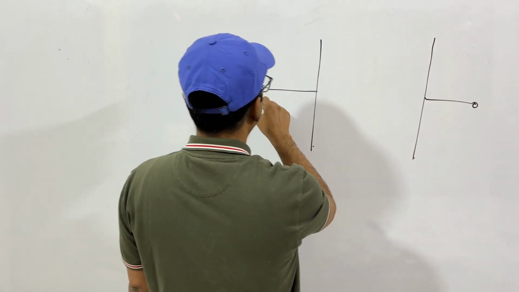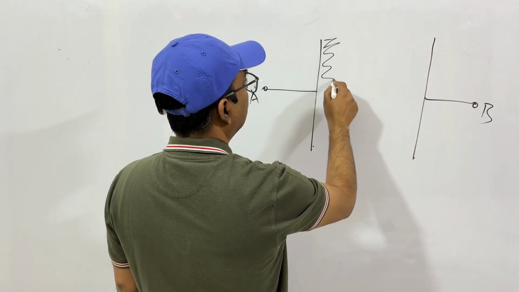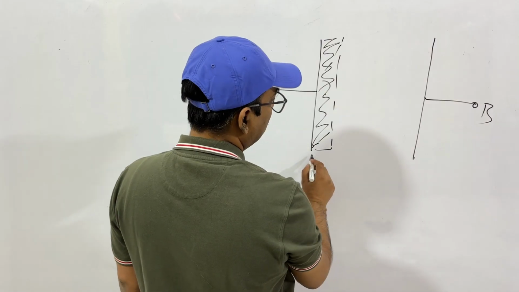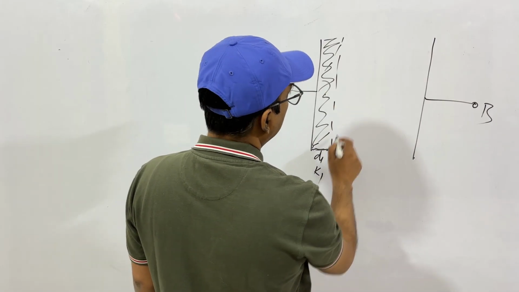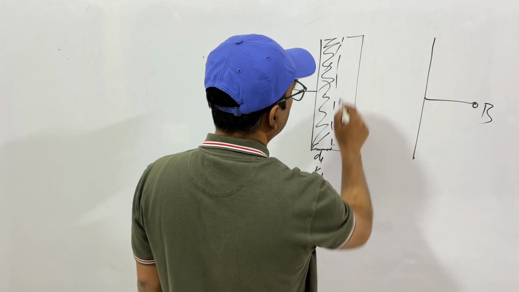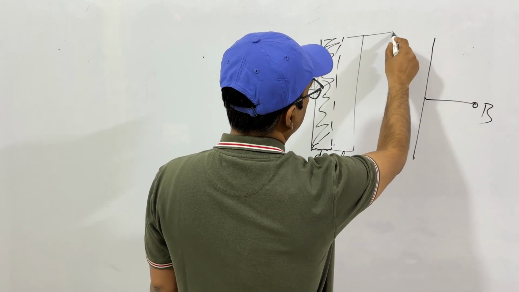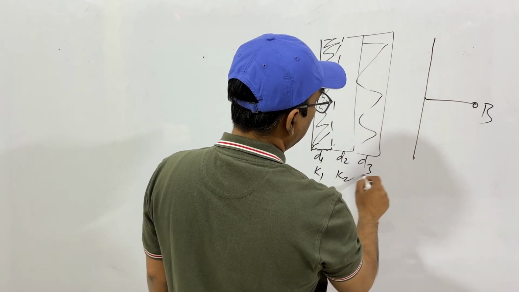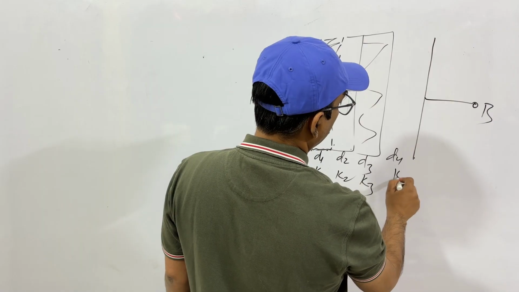Okay, this is A, this is B, the terminals. Let's say we have one dielectric D1 K1, then a second one D2 K2, then a third one D3 K3, and then this one D4 K4.